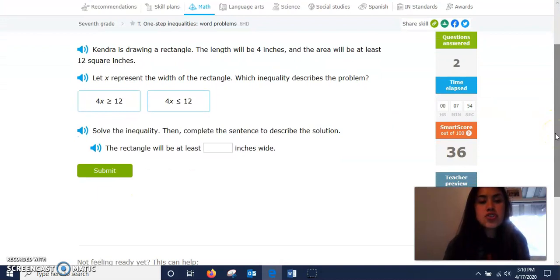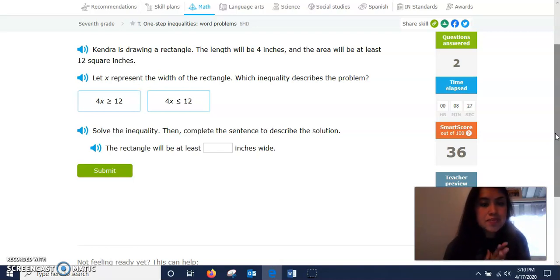Another strategy is that Google is your best friend. If you're stuck on deciding which inequality symbol to use, you can look up other synonyms for less than, greater than, greater than or equal to, and less than or equal to. There's no problem with going to Google and looking up synonyms of these math terms. I highly encourage it. Anyways, let's keep moving.